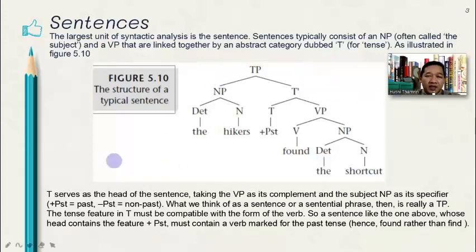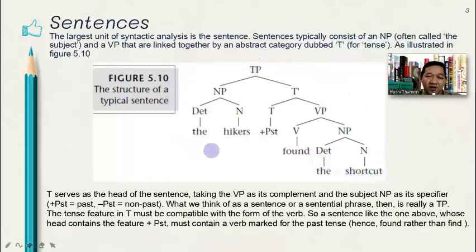Okay, we look here. TP, tense phrase. It means tense phrase, and then it is divided into noun phrase and tense. Okay, the sentence: the hikers found the shortcut.